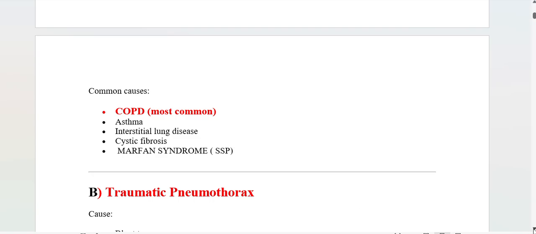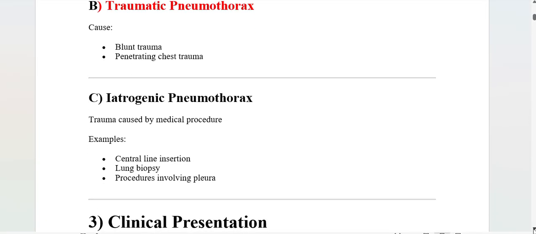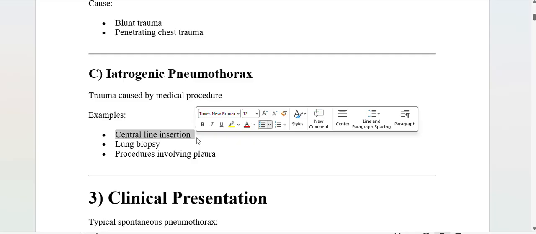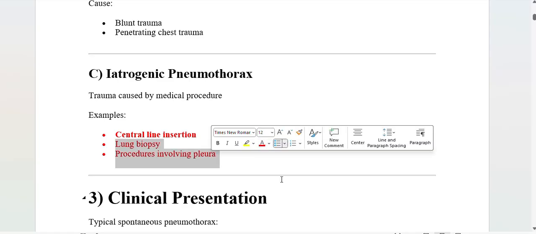Traumatic is clear from the name. Traumatic because of trauma, causes are blunt trauma and penetrating chest trauma. Iatrogenic pneumothorax is because of medical procedures, and in eMedicine they talk about central line insertions and procedures involving the pleura, like lung biopsy, so keep that in mind.